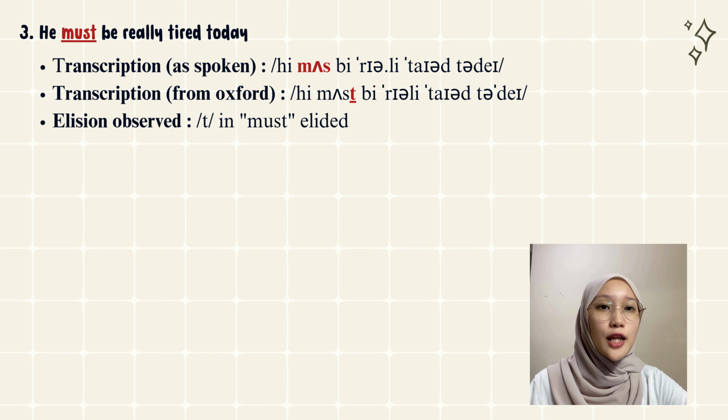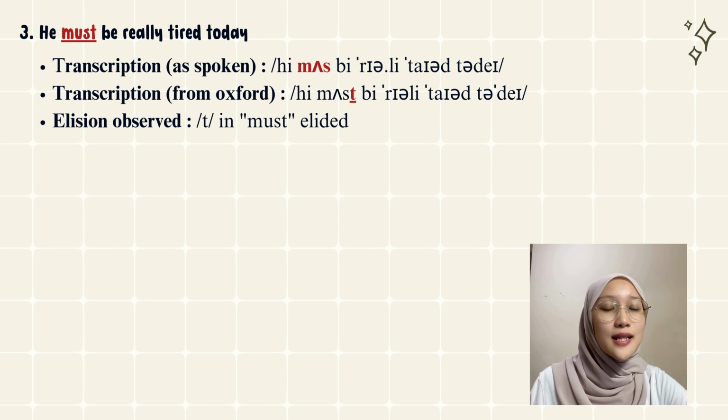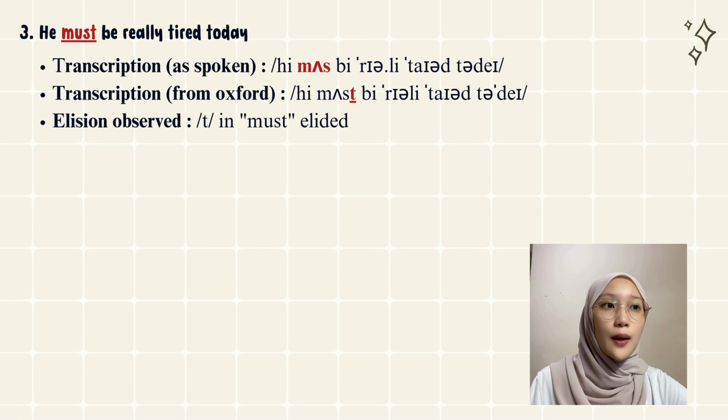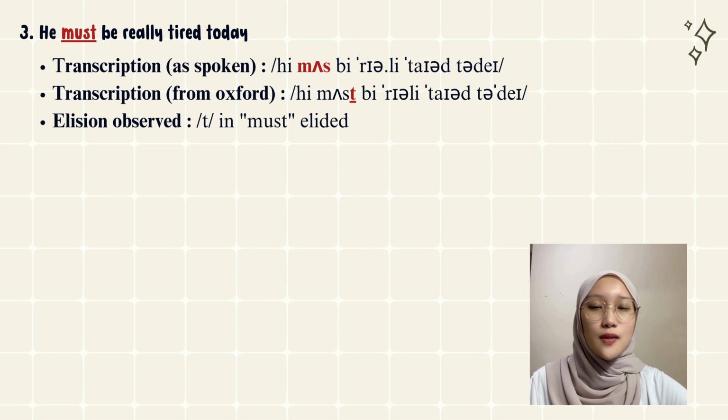In this sentence, the elision happens in the word must. It is supposed to be "must," but the speaker said it as "mus," omitting the t sound. This happens because the word must is followed by the word be, which starts with another consonant. So to keep the sentence smooth, the t sound is elided, which becomes "mus be." He "mus be," not he "must be."